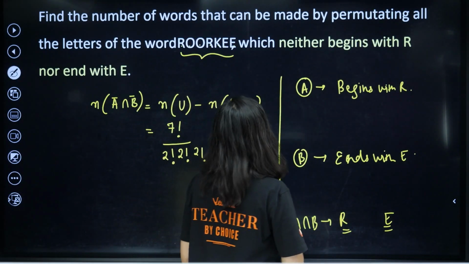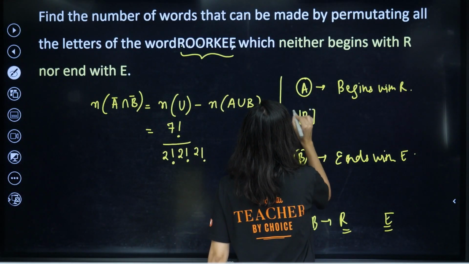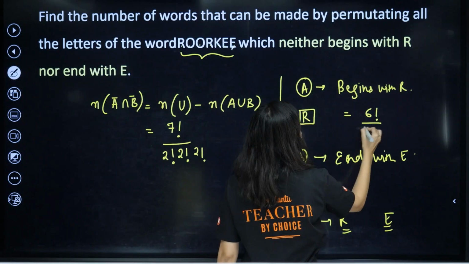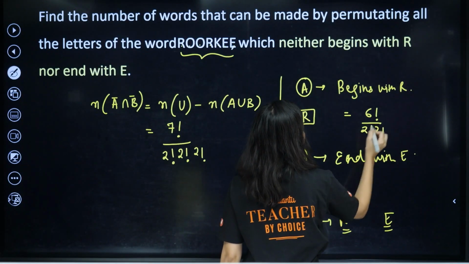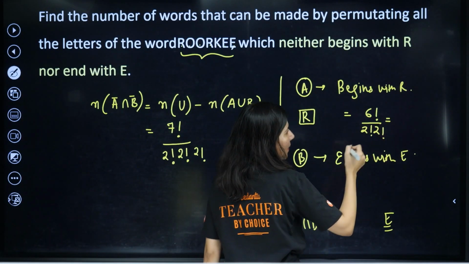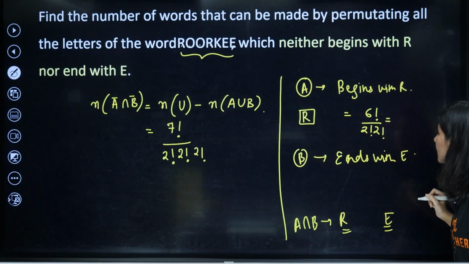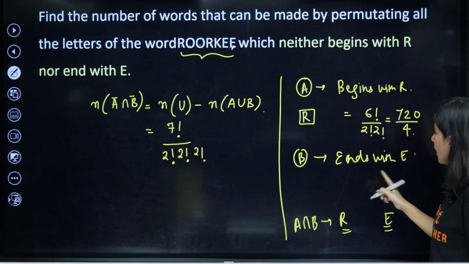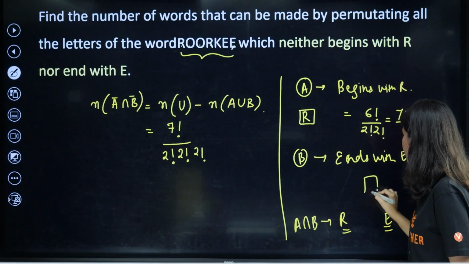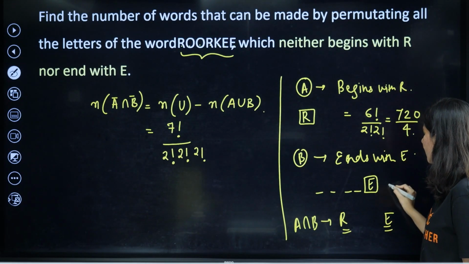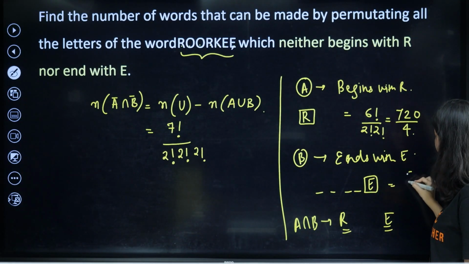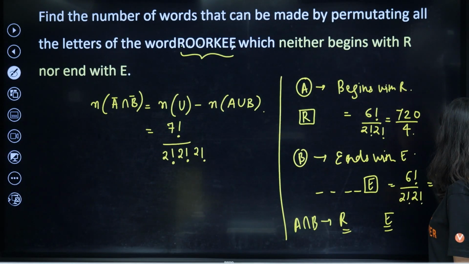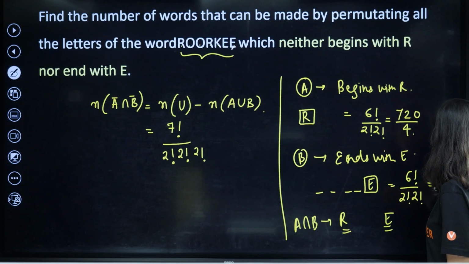Let us fix R in the beginning. Now how many arrangements of the remaining 6 letters? 6 factorial upon 2 factorial, 2 factorial, so 720 by 4. Now E will be in the end. If I fix E in the end, again it is 6 factorial by 2 factorial, 2 factorial, so this is also 720 by 4.